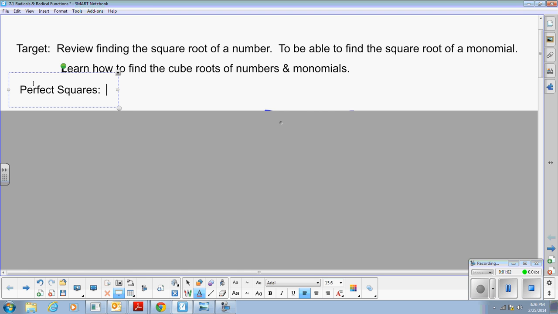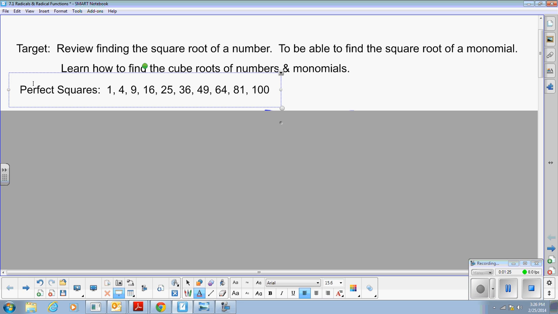In other words, 1 times 1 is 1, 2 times 2 is 4, 3 times 3 is 9, 4 times 4 is 16, 5 times 5 is 25, 6 times 6 is 36, 7 times 7 is 49, 8 times 8 is 64, 9 times 9 is 81, and 10 times 10 is 100.